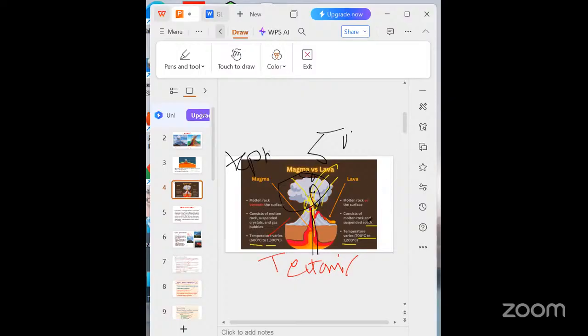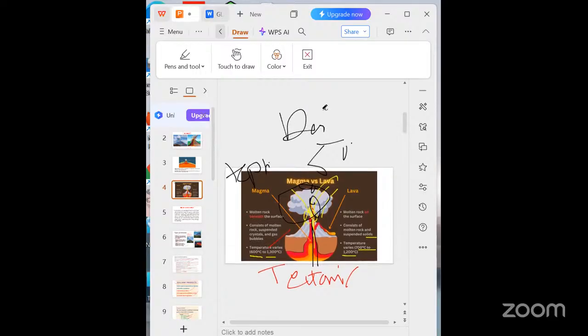So these volcanic rocks are named based on their chemical composition, right? That is very important. The most common volcanic rock is basalt, right? Basalt. Okay.